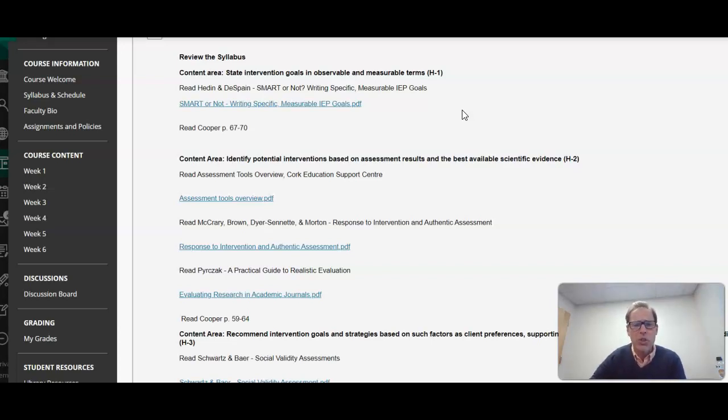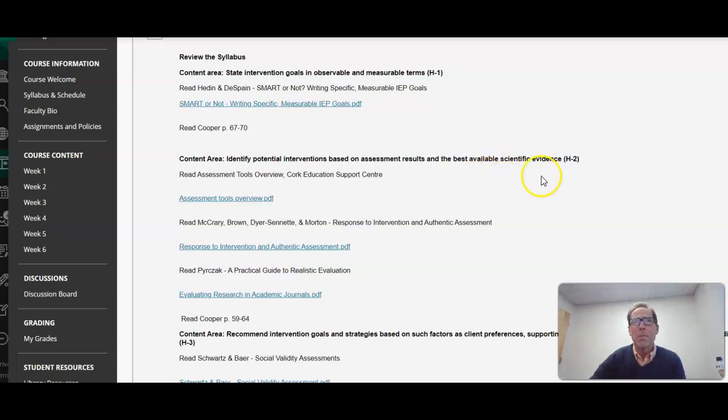It's not enough for us just to decide on learning targets based on our own sensibilities or what we think might be worthwhile to do. We've got to really base it on some kind of assessment that tells us, okay, this is the next logical thing to be working on. So that's identifying interventions based on assessment results.